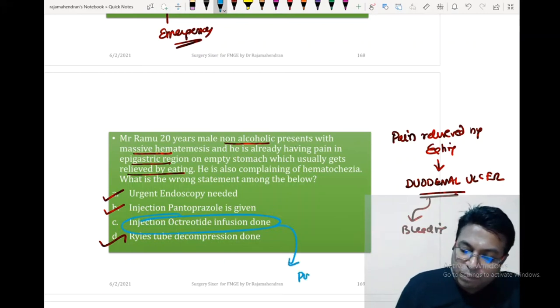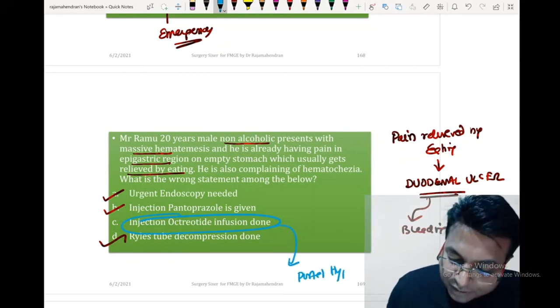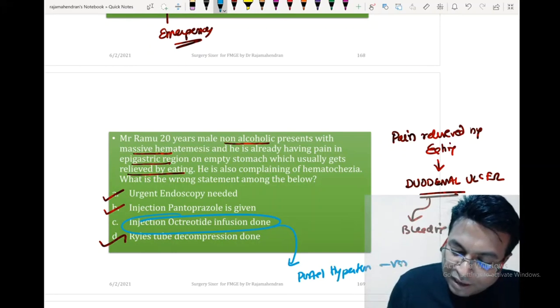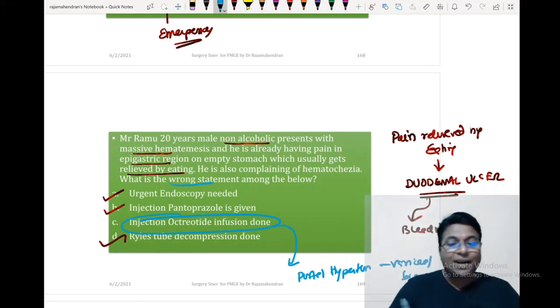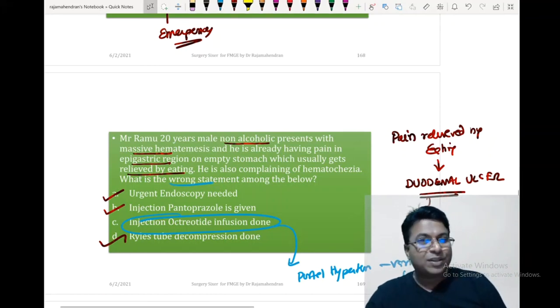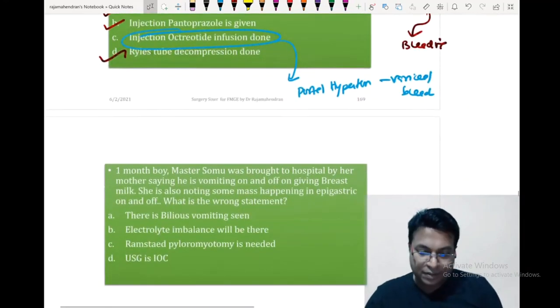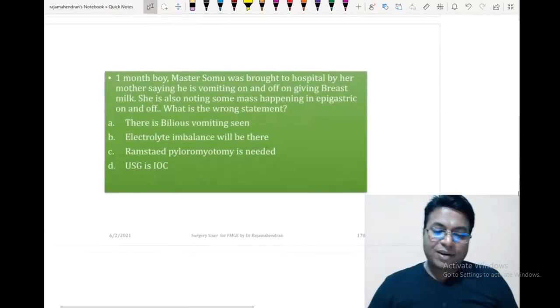Octreotide is needed for portal hypertension patients. Only with a variceal bleed will we need octreotide. Otherwise, octreotide will not be needed for these patients. So these are all the typical clinical questions. To understand the concept, you should know everything about the disease. So see the question. Next question I have already discussed.